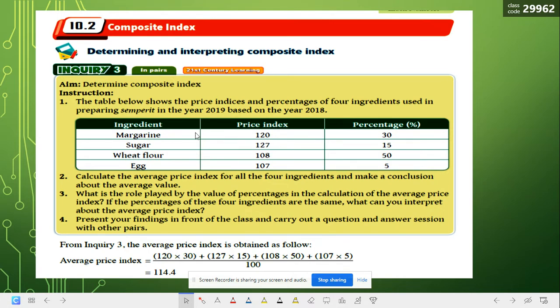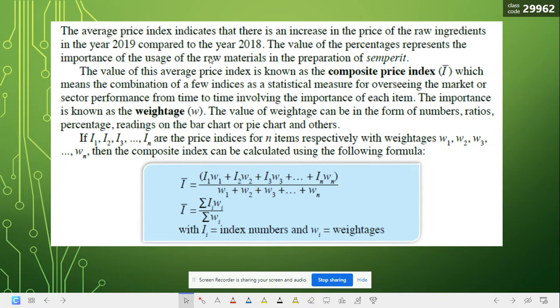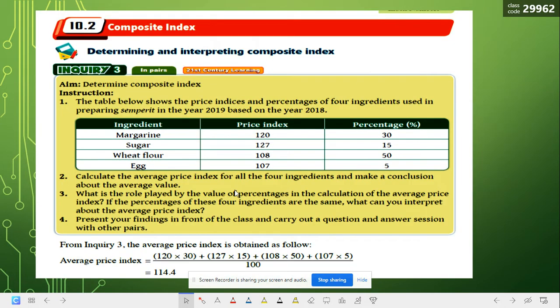So let's see the example here. This is how to calculate the composite index. It says the average price index indicates that there is an increase in the price of raw ingredients in the year 2019 compared to the year 2018. The value of percentages represents the importance of the usage of the raw material in the preparation of semperik. Here you can see the average price index is 114.4, so from 2018 to 2019 the price is increasing for all these four ingredients.